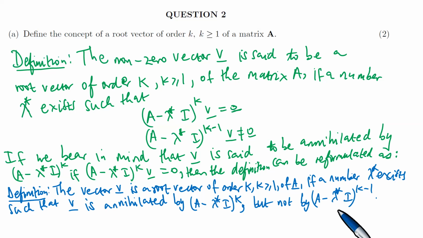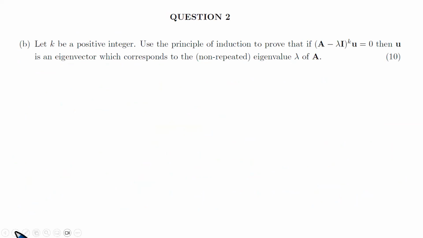Just one second. We're moving to the next question. Right, so at this point, let K be a positive integer. Use the principle of mathematical induction to prove that if (A minus lambda I) to the K, U, is zero, then U is an eigenvector which corresponds to a non-repeated eigenvalue.